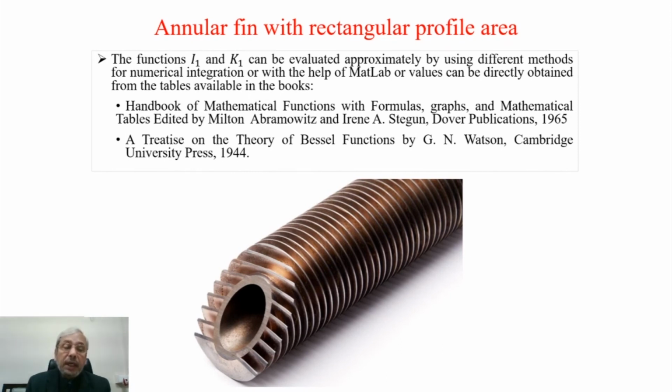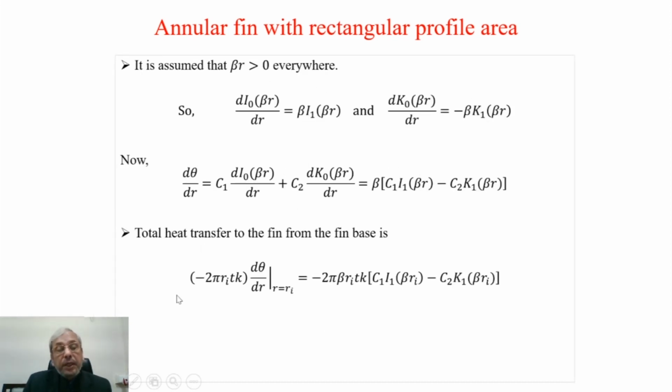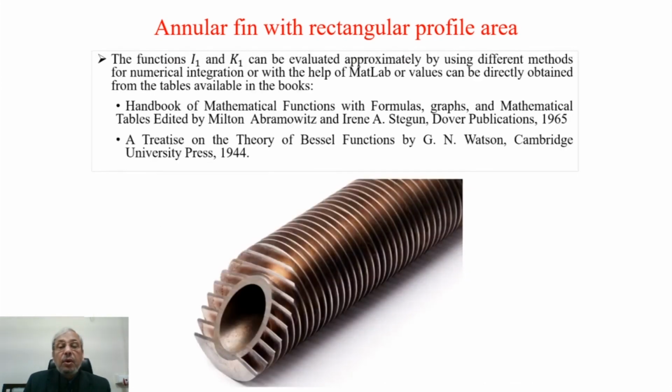I would encourage all of you to try. I have given all the hints, all the necessary information. I have gone up to the solution also. I have gone up to the heat transfer rate also, but C1 and C2 have not been evaluated. Everything is in terms of C1 and C2. So this is one extended optional assignment together with this class.